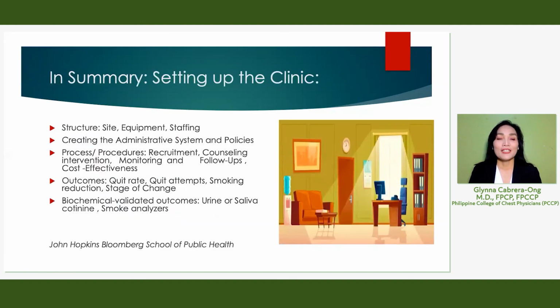So in summary, we should determine the site, the equipment, and the staff, create administrative systems and policies, identify the processes and the procedures like recruitment, counseling, monitoring, and follow-up. We could also determine the outcomes such as quit rate, quit attempts, smoking reduction, and stages of change. And we could also do biochemical validated outcomes like measuring urine or saliva cotinine or smoke analyzers.